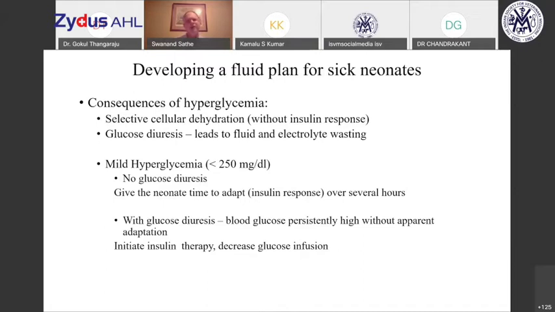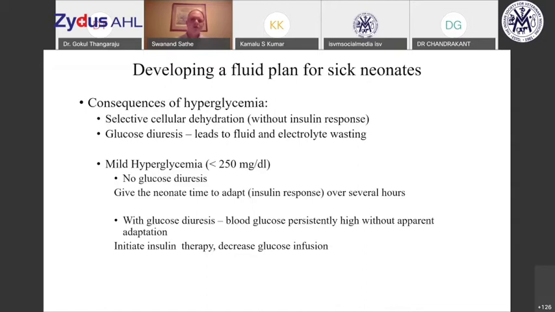Mild hyperglycemia with glucose less than 250 usually does not present with glucose diuresis. Most of these foals are just slow to respond. We need to give these foals a certain amount of time, several hours sometimes, for them to mount an insulin response in response to your glucose administration. Most of these foals do really well.